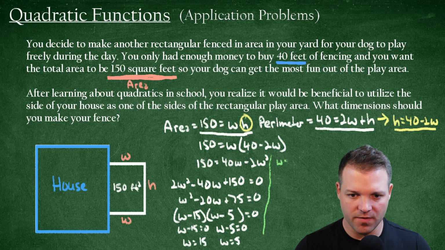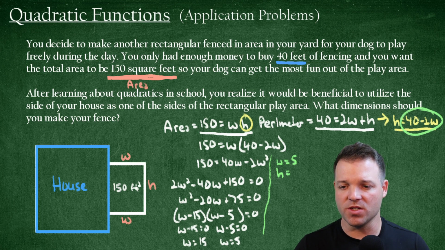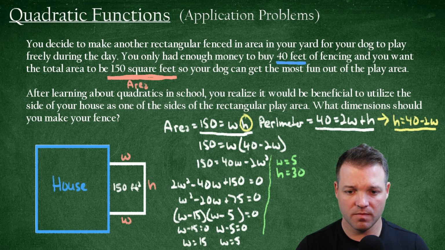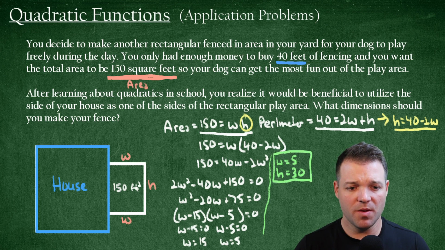So we'll say if w is equal to 5, then what is h in this case? So let's go back up to our formulas here. We know we have 40 feet to work with, right? So if w is 5, that means h is going to be 40 minus 2 times 5. So h is going to be 30. All right, to get us our total of 40 feet of perimeter. So that's one solution. And by the way, let me just check this, right? Is 5 times 30 150 square feet? Yes, it is. Okay, so that works.